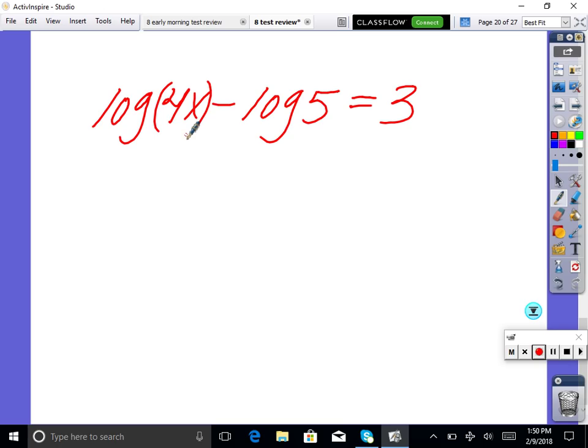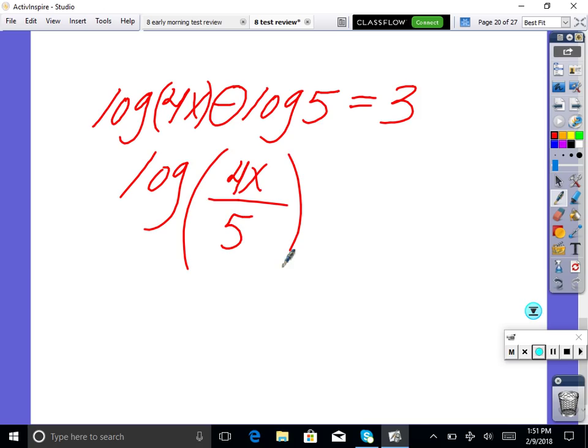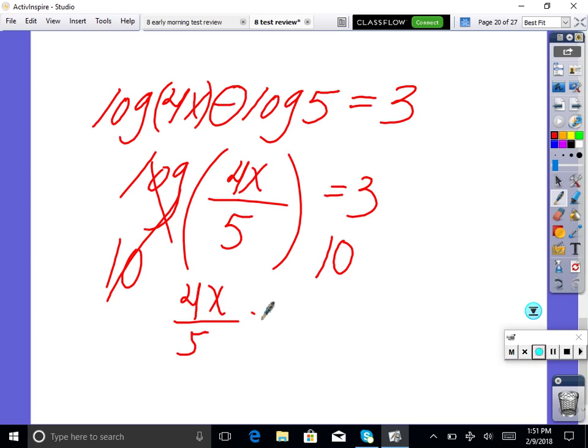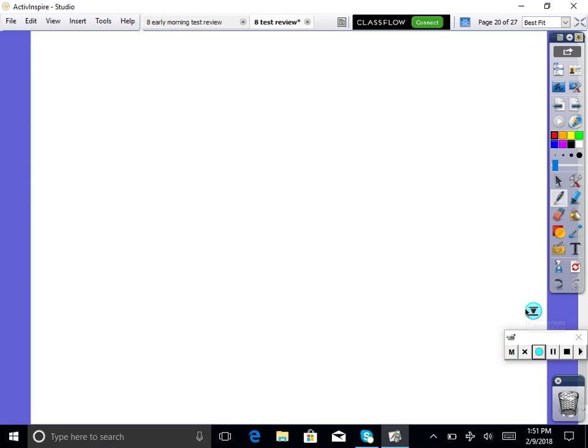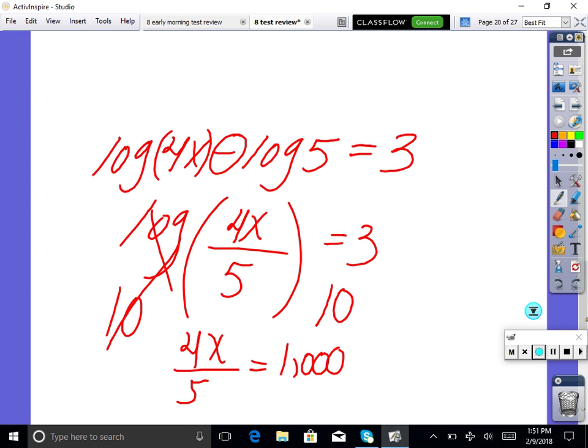So keep in mind this is trapped inside. You can't undo the logarithm without having one logarithm. When you subtract, you divide. So we could put this together. 4x divided by 5 equals 3. And now undo log base 10 with base 10. So 4x over 5 equals 1,000. Then you say, I got to solve for x. So now I'm going to multiply both sides.